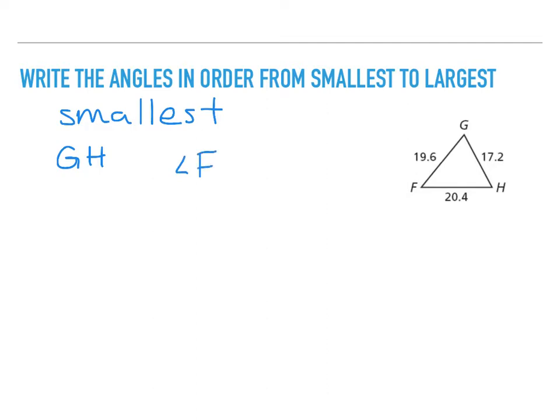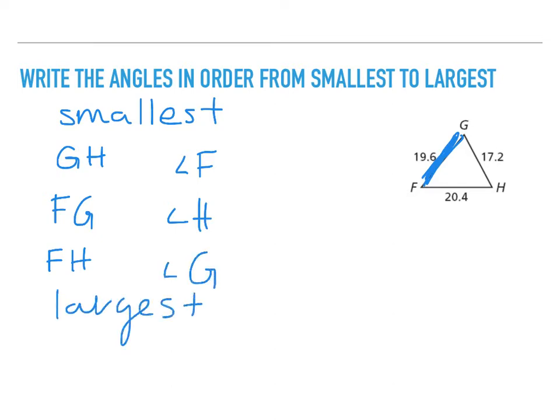What's our second shortest side? 19.6, which is side FG. What's opposite of FG? Angle H. And what's our longest side? FH. And what angle is opposite of FH? Angle G. So F is the smallest, so we go from F, then H, then G.